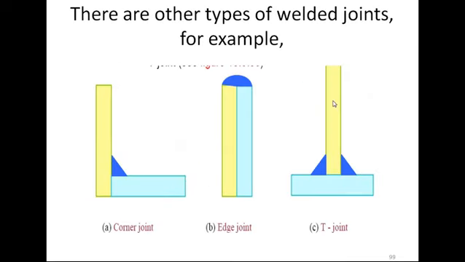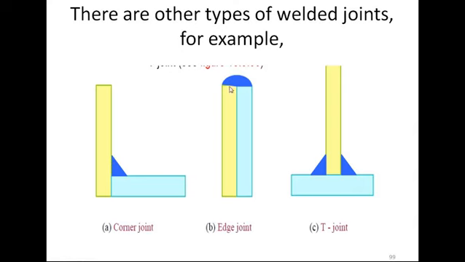There are other types of welded joints also available, which we use in industry. The first one is a corner joint. In a corner joint, we place two plates perpendicular to each other, and then at the corner we do the welding. This is called a corner joint.